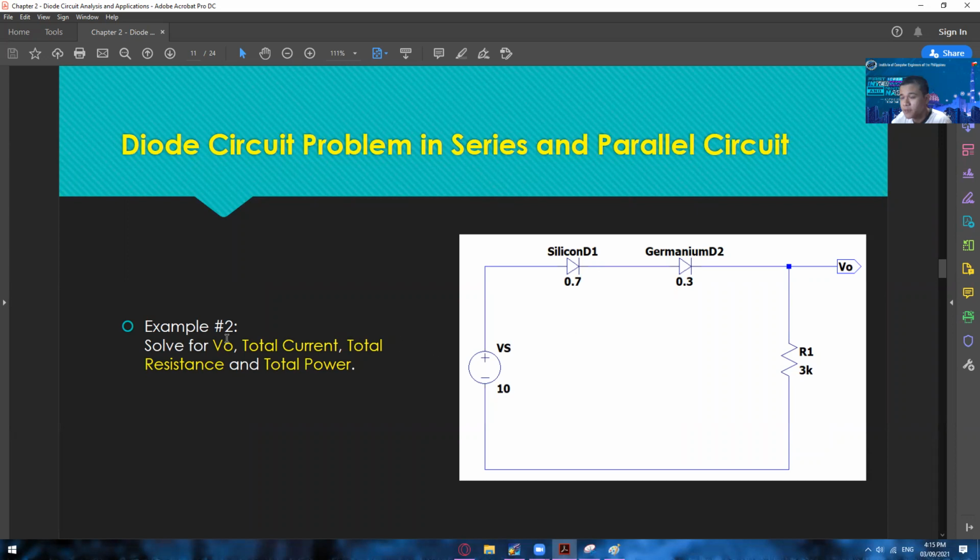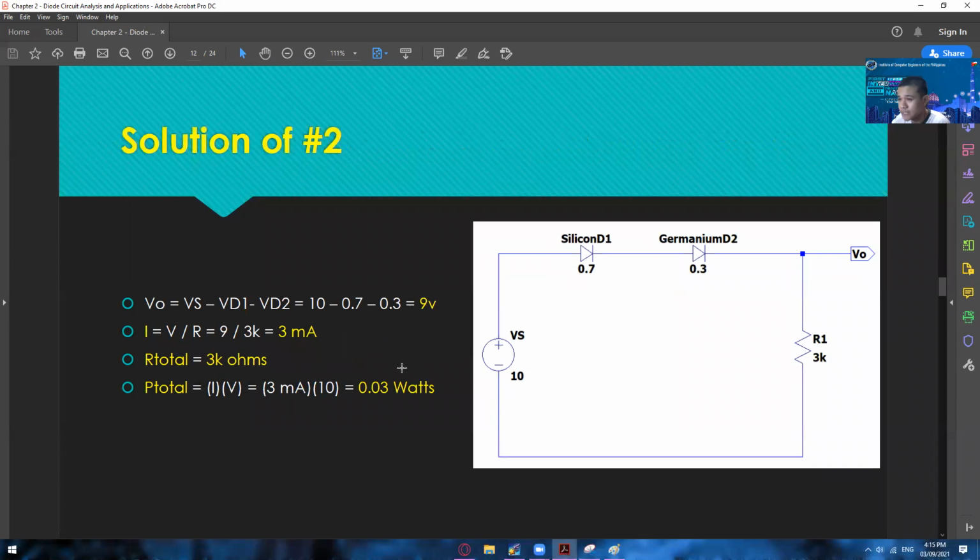In this example, we need to find the voltage on the label VO, the total current, the total resistance, and the total power. So here is a very quick solution. For you to be able to calculate VO, we have Vs minus Vd1 minus Vd2.